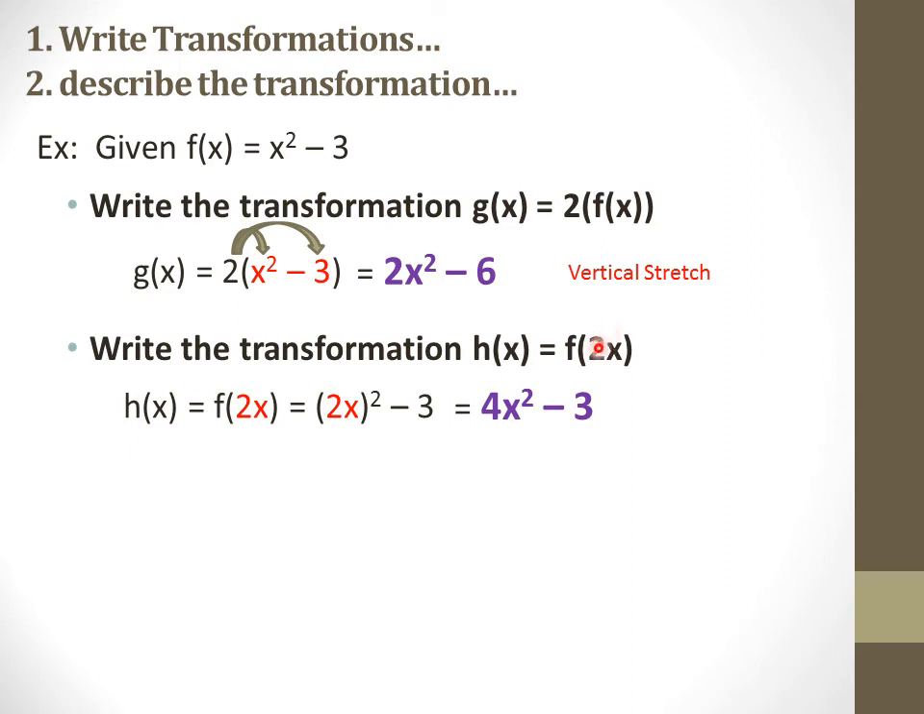Notice how the value of 2 is inside, which b in this case would be a fraction between 0 and 1. It's kind of hard to think about, but this in this case would be a horizontal compression here.